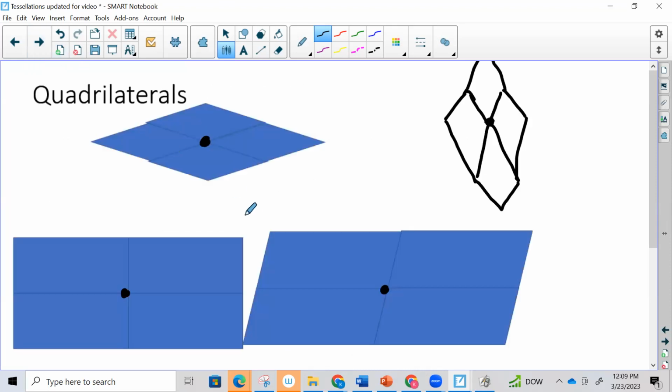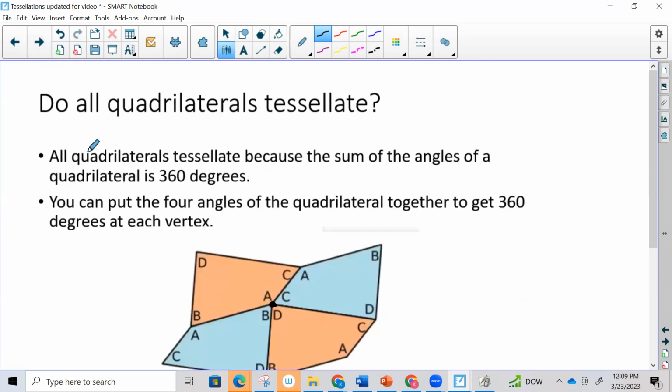The second thing is quadrilaterals. So I drew a few pictures. Here I have a rhombus and it tessellates, 4 of them meet at a vertex, a rectangle, 4 meet, a parallelogram, 4 meet. I tried my best to draw kites that were similar. It's not the best, but they meet at a vertex and they tessellate. And so again, it's impossible to draw all the different types of quadrilaterals, but all quadrilaterals will tessellate. And the reason that all quadrilaterals tessellate is because the sum of the angles of any quadrilateral is always 360 degrees. Remember, we did the sum of the angles.